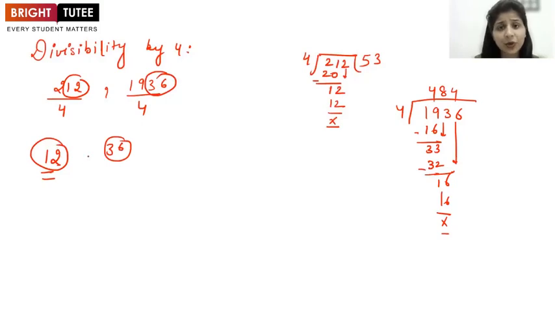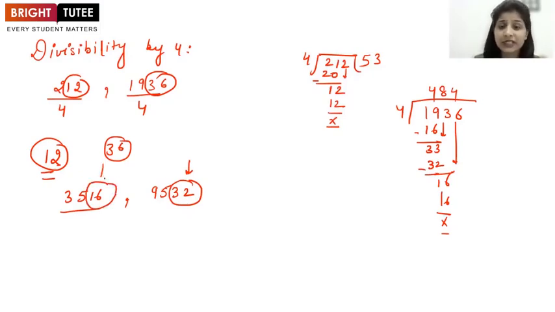Let's try some more numbers for your trial. Suppose I have the number as 3516, or I have the number as 9532. You see, this is 32. The last two digits are forming the number 32. Here the last two digits are forming the number 16. So 12, 36, 16, 32, they all are multiples of 4.